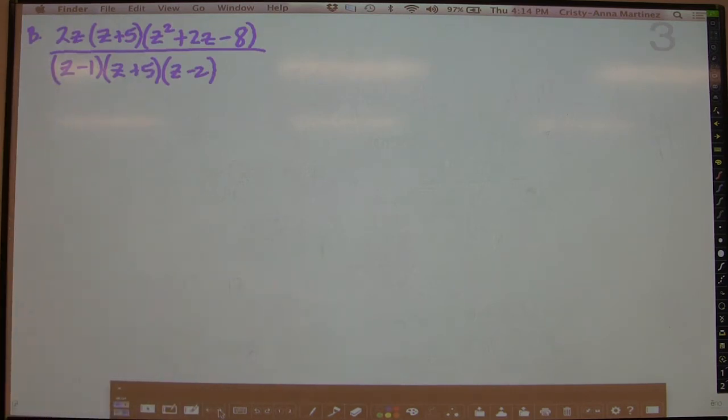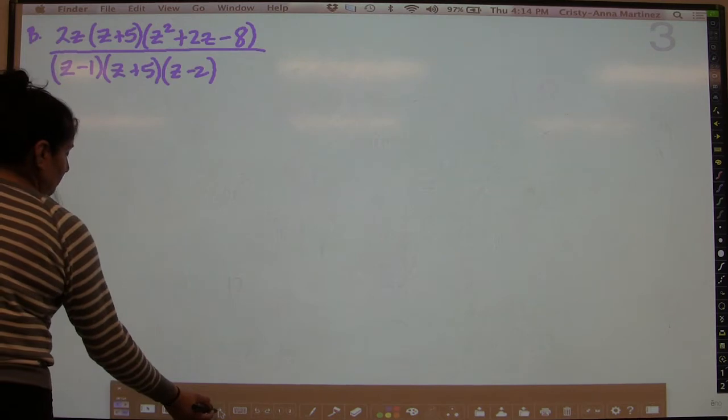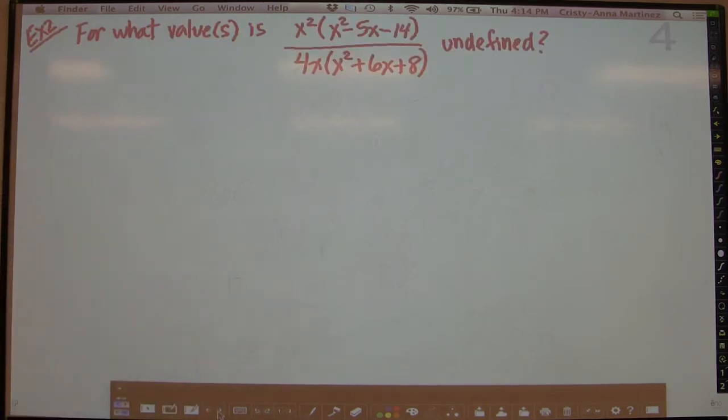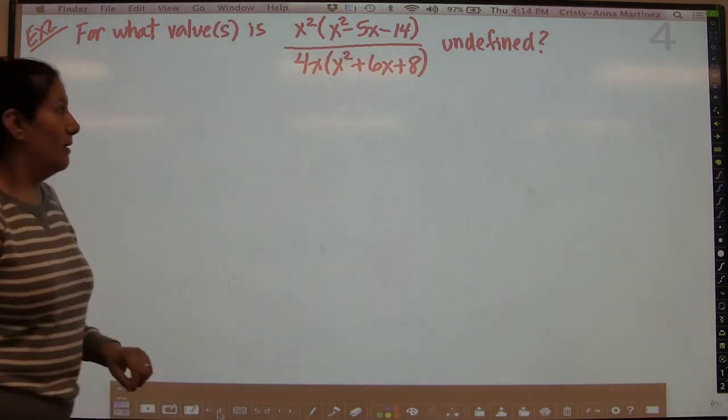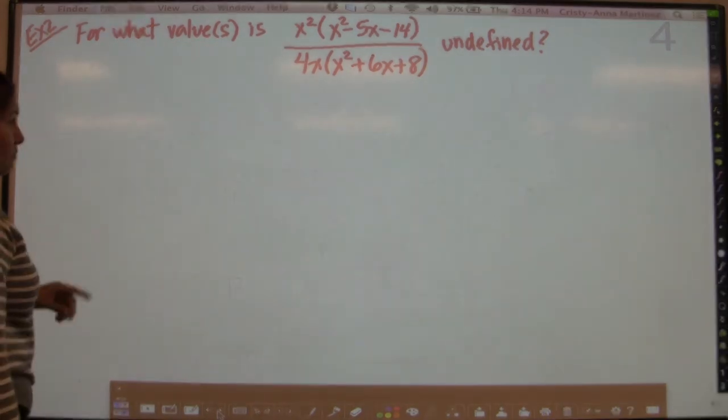This is your part B for the do-it-yourself, same instructions. And then we go to example 2, and it's asking us for what values is this expression undefined. And again, it doesn't really matter. We could simplify this expression. They never actually asked us to simplify the expression, but we could if we had the time. But we don't really need to, because in order for it to be undefined, all that matters is the bottom of the function or the expression.